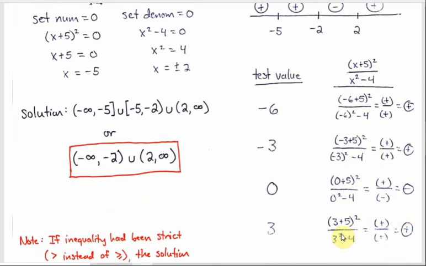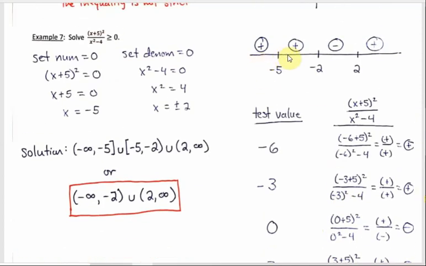And then for the last one, I picked 3 for a number bigger than 2. All right, well, that's another 5, just like negative 3 was, so that's a positive there. All right, so it goes plus, plus, minus, plus. We want the plus parts, so that part, and that part.